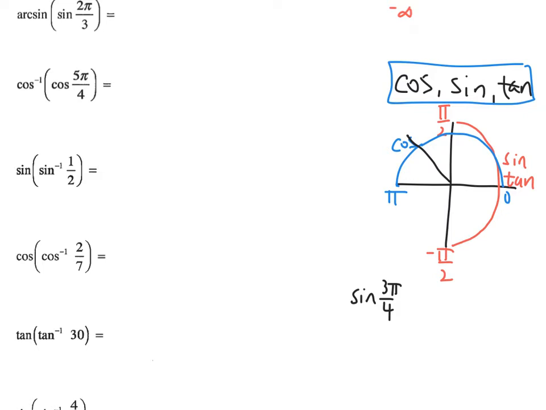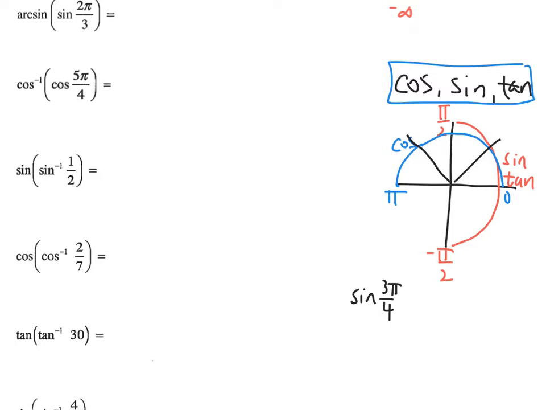Not the 7 pi over 4, because we need a positive one, not a negative one. How about pi over 4? Isn't it just regular pi over 4? Yes, because we're looking for this one.